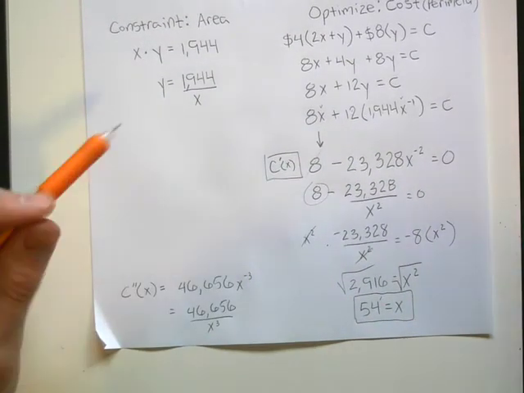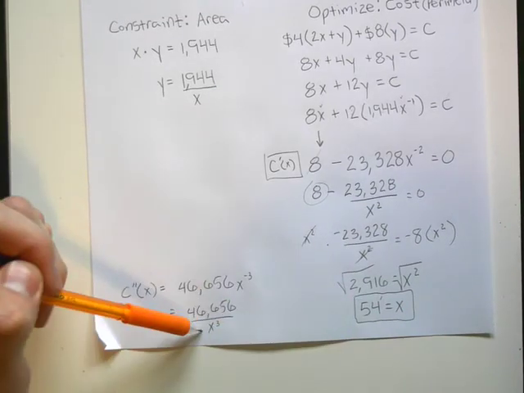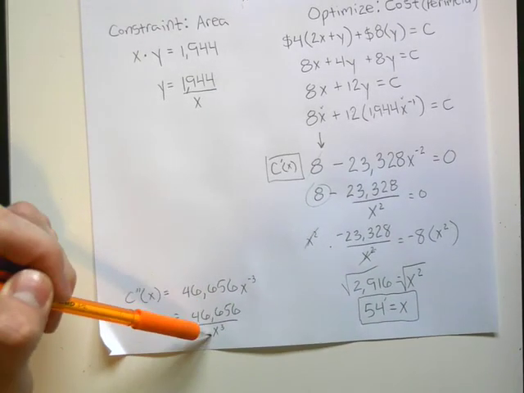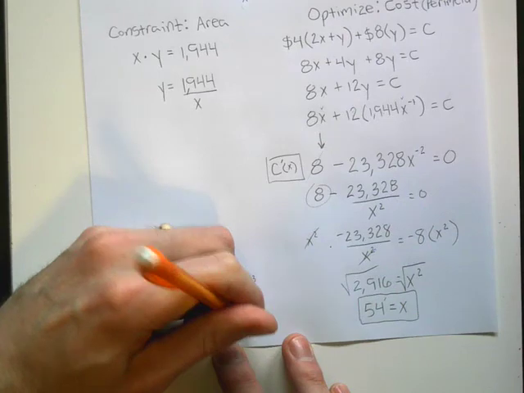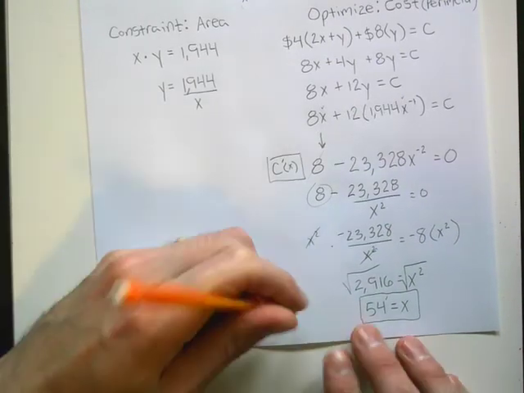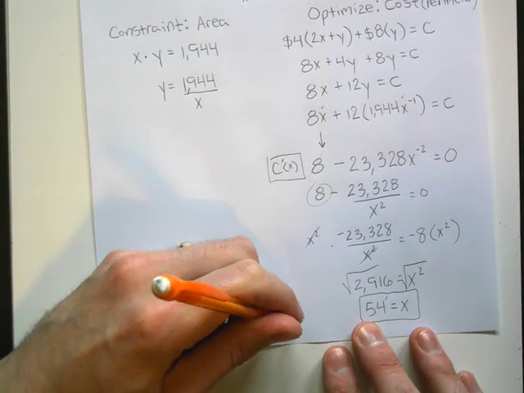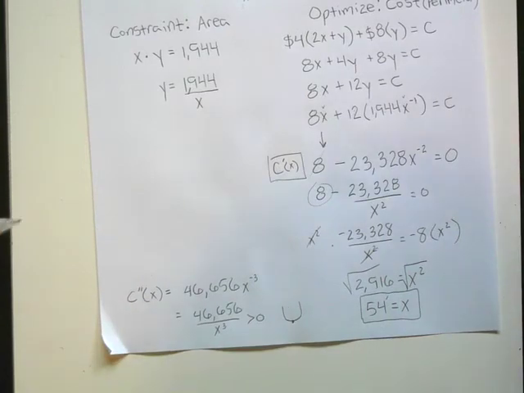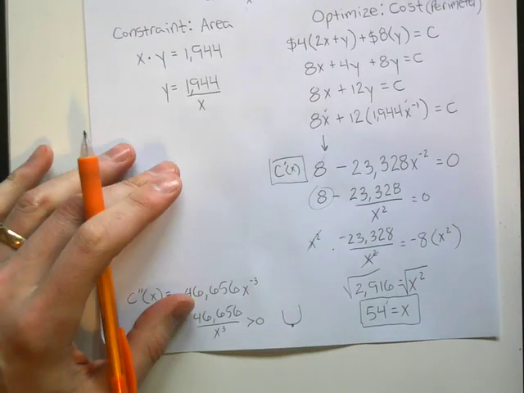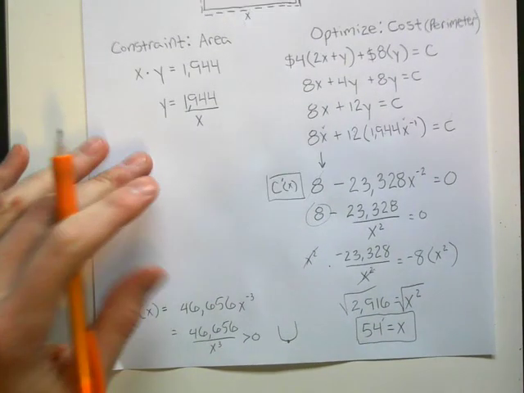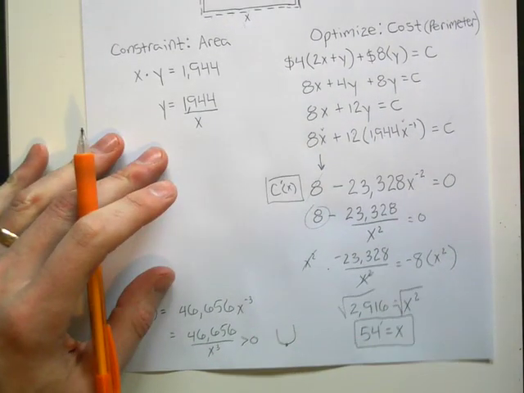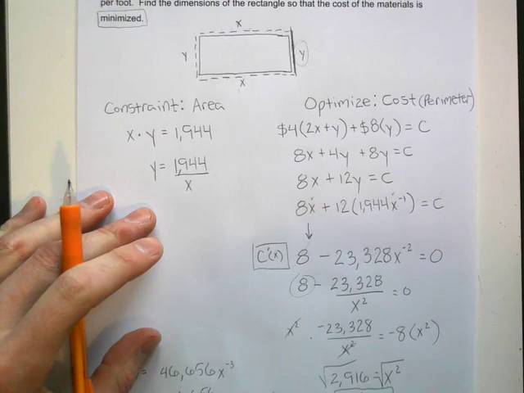Now, if I take 54 and plug it in right here, this divided by this is still going to give me a positive number, which means that I'm concave up, which means our critical point is a minimum. That's great. So we did find the spot where our cost is minimized for our x value. So x would have to be 54.